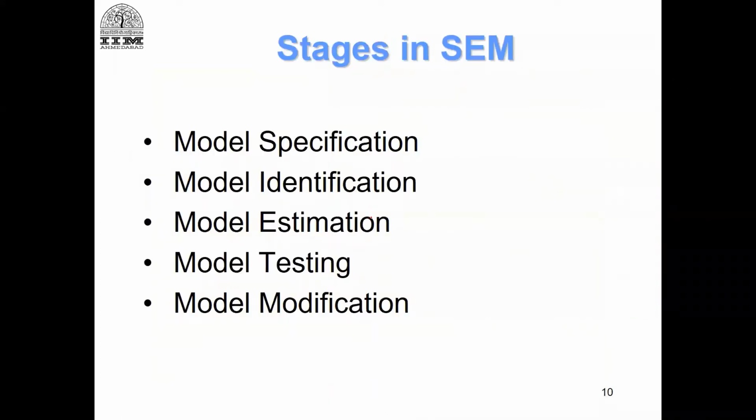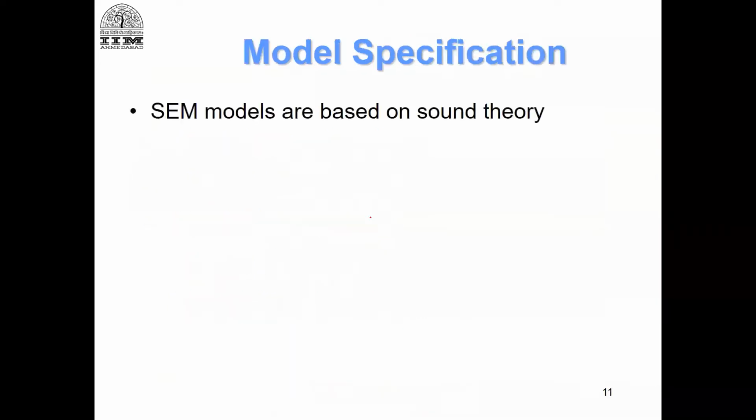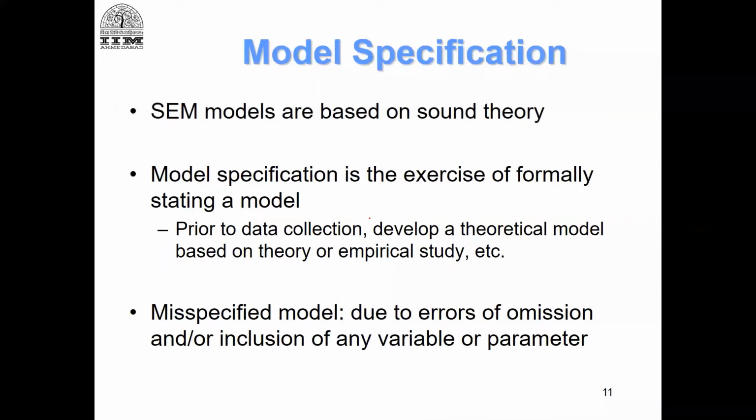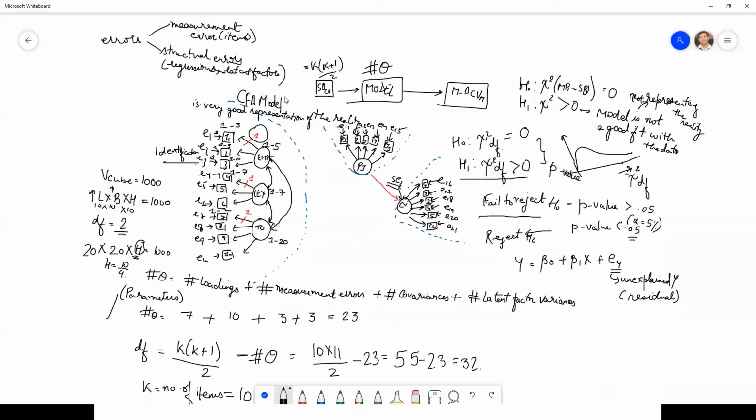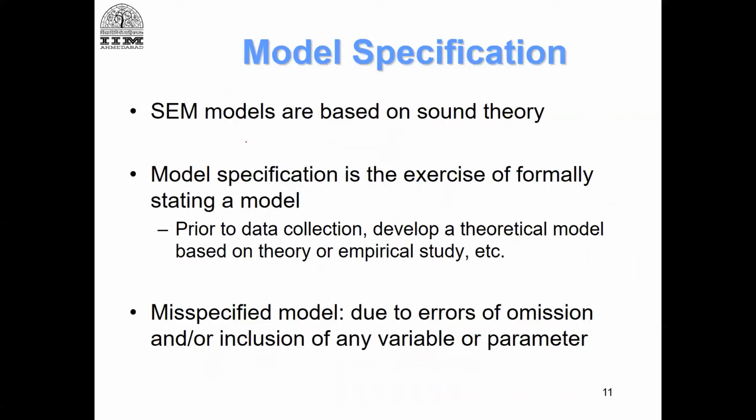Okay, so what are the different things that we have to do, which I have already covered. I will just take you through this very quickly. The first thing that you have to do is specify a model, which we call model specification. And what is model specification? This bit where we have specified our model is called the step of model specification.